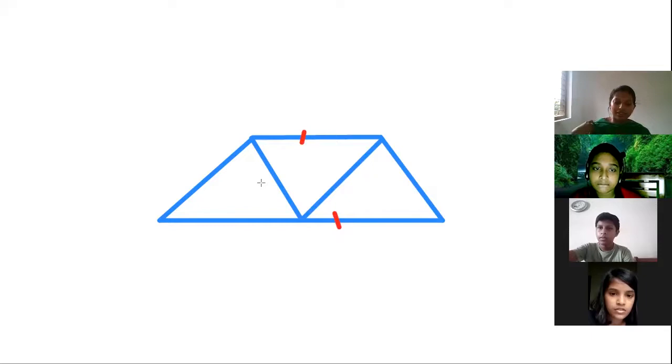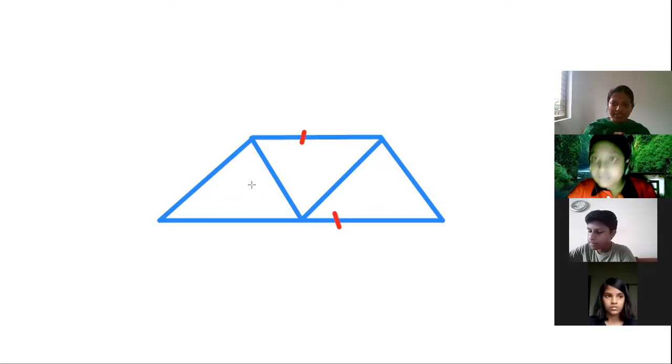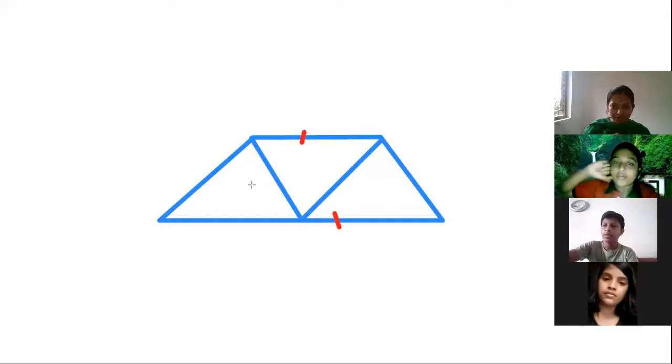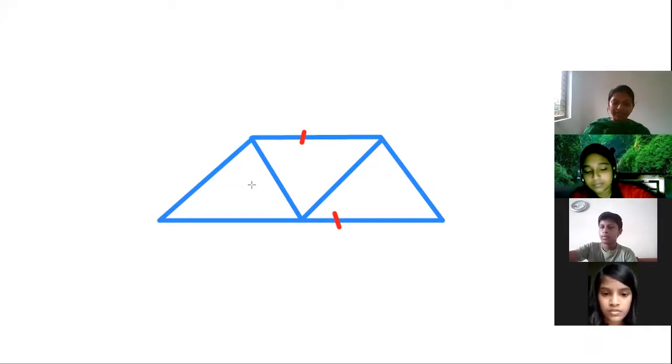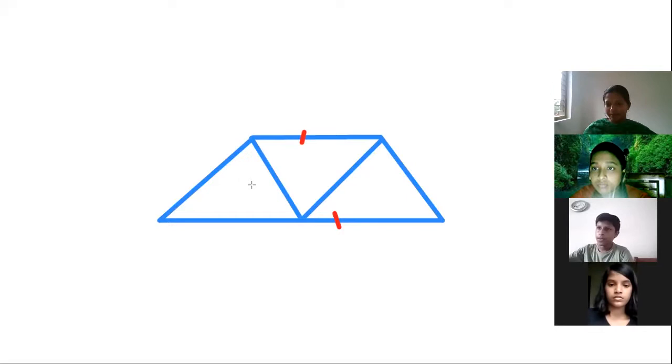Next question. Should the non-parallel sides be equal? In your textbook, you can see some measures are also written for our figure. What about the non-parallel sides? Is it the same? The measures of the non-parallel sides are 4 centimeter and 3 centimeter. Then we get it as different. The measure of the non-parallel sides are not the same.